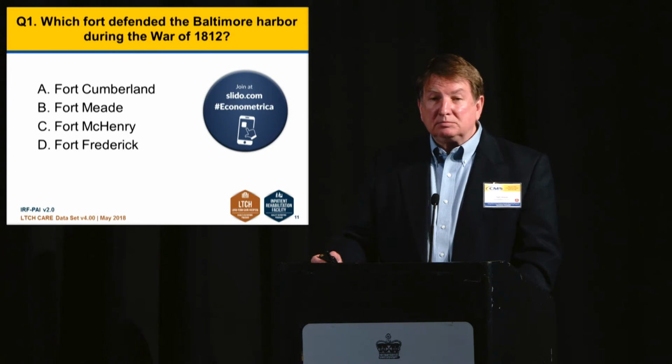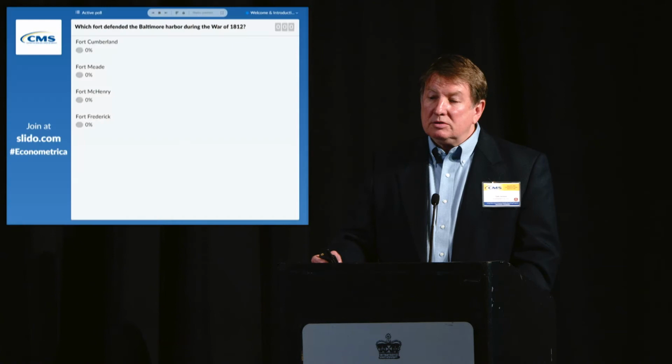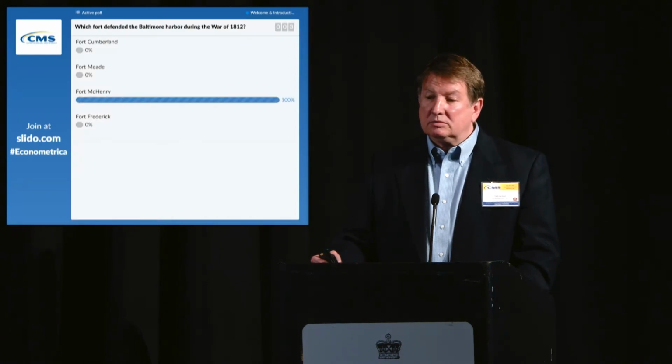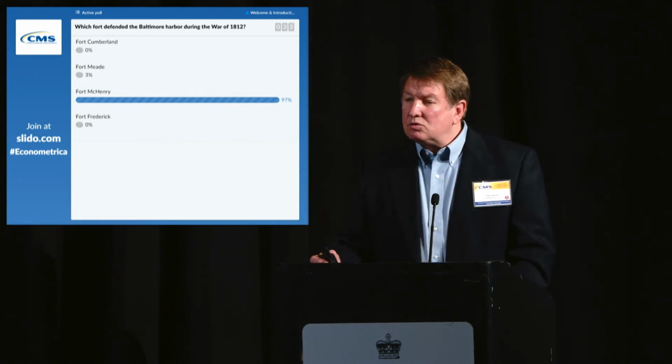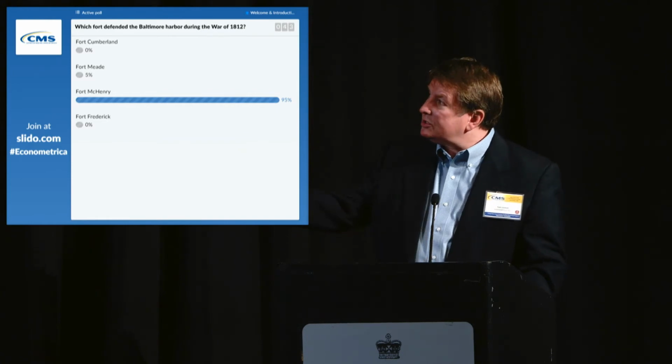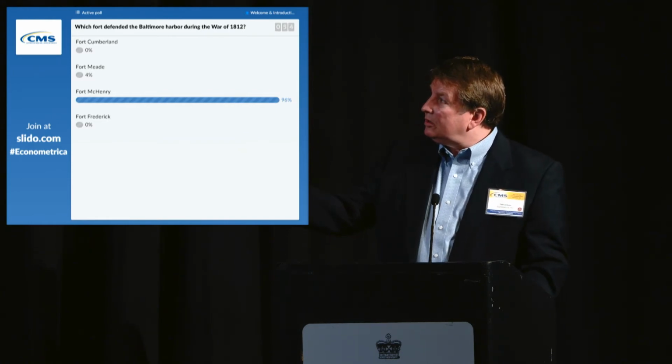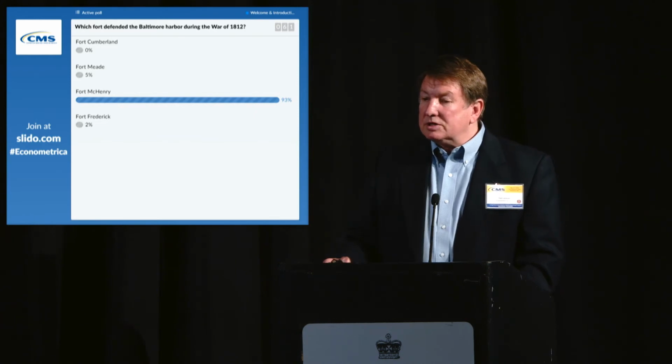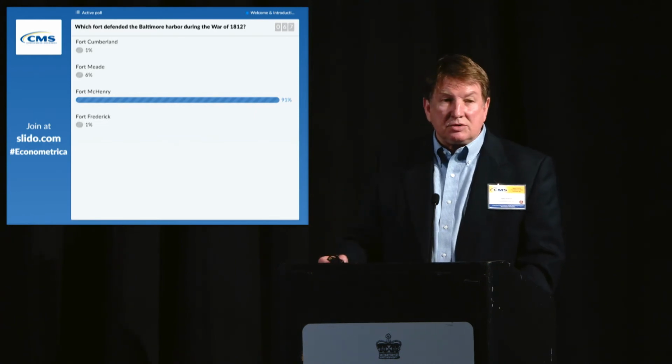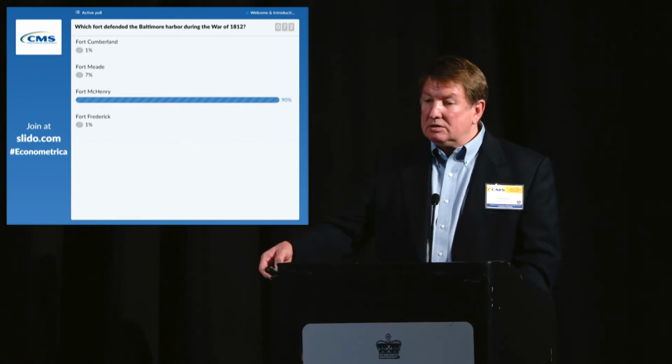So we're going to try it out. Here's your first poll. Which fort defended the Baltimore Harbor during the War of 1812? Was it Fort Cumberland, Fort Meade, Fort McHenry, or Fort Frederick? And you can see as people start putting in their answers, we've got 28 so far, it's going up, 32. You can see a number right up here that shows how many people have answered. And as the answers come in, the polls change, so it's recalculating the percentages. Right now, most of the people are saying Fort McHenry.